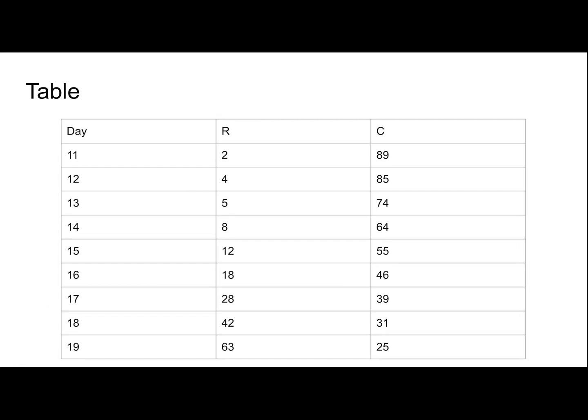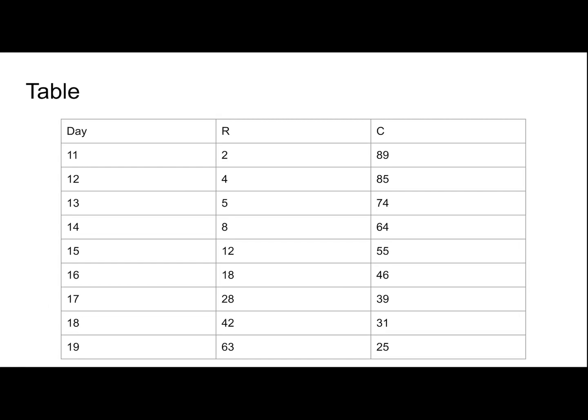This table shows days in the left-hand column, and new closed cases and new confirmed cases. In order to draw up this table, you can just substitute t equals 11 into the formula, then t equals 12, substitute everything, and then you'll find a pattern. For example, on day 11, we have 89 new cases and 2 new closed cases. On day 12, we have 85 confirmed cases and 4 new closed cases. On day 13, we have 74 new cases and 5 closed cases.